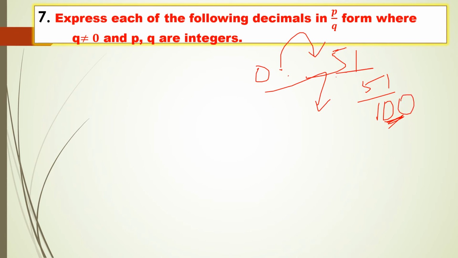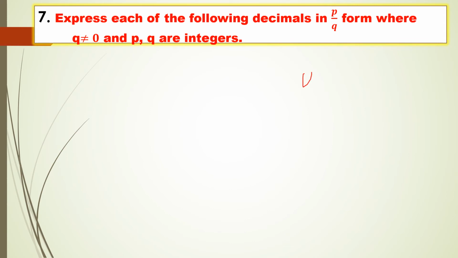After the decimal, you should check one thing. After the decimal, how many digits are there? That many zeros you should put in the denominator. Okay. Suppose I gave 0.765. Then you should write 765 by 1000, because as there are 3 digits after the decimal, you should put 3 zeros.